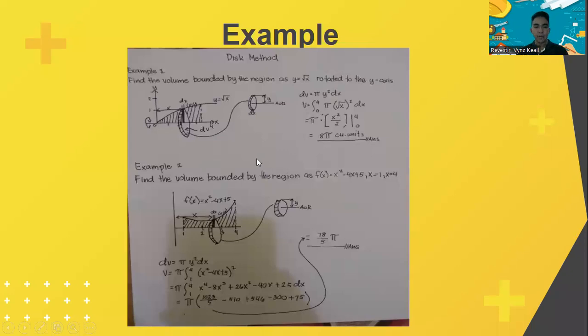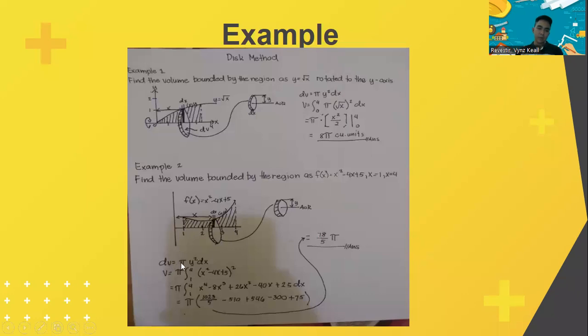The next example: find the volume bounded by the region f of x equals x squared minus 4x plus 5, with x equals 1 and x equals 4. So f of x is equal to x squared minus 4x plus 5. This is the graph of the function. This is the area, the distance, the thickness, and the volume that we're going to solve. The axis of rotation is the y-axis.